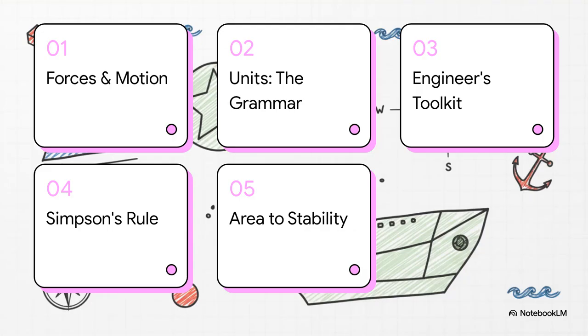All right, so here's our game plan. First, we're going to learn the language of physics, which is all about forces. Then we'll get into its grammar, the units we use. From there, we'll open up the engineer's toolbox, learn a really clever trick for measuring seemingly impossible shapes. And finally, we'll put it all together to understand the real secret to keeping a ship stable.